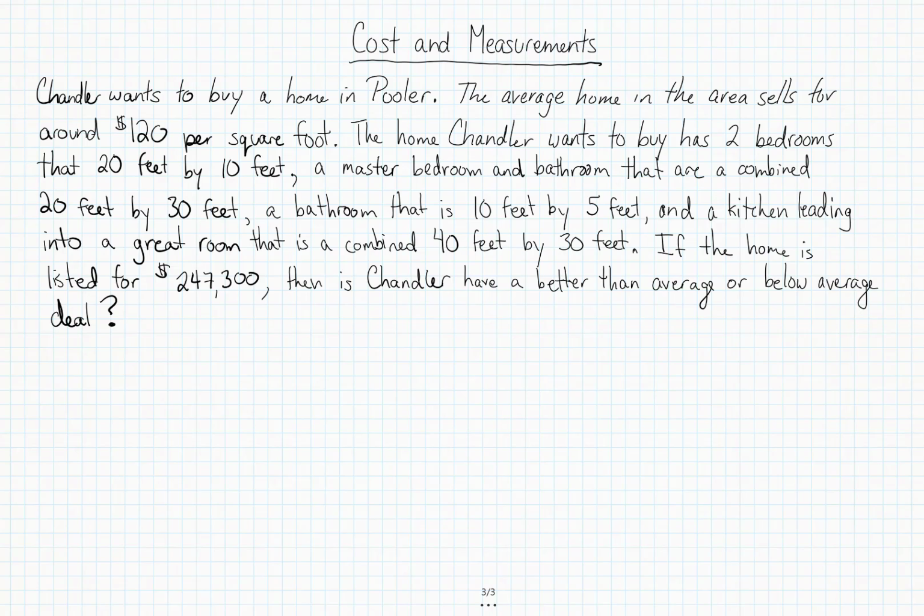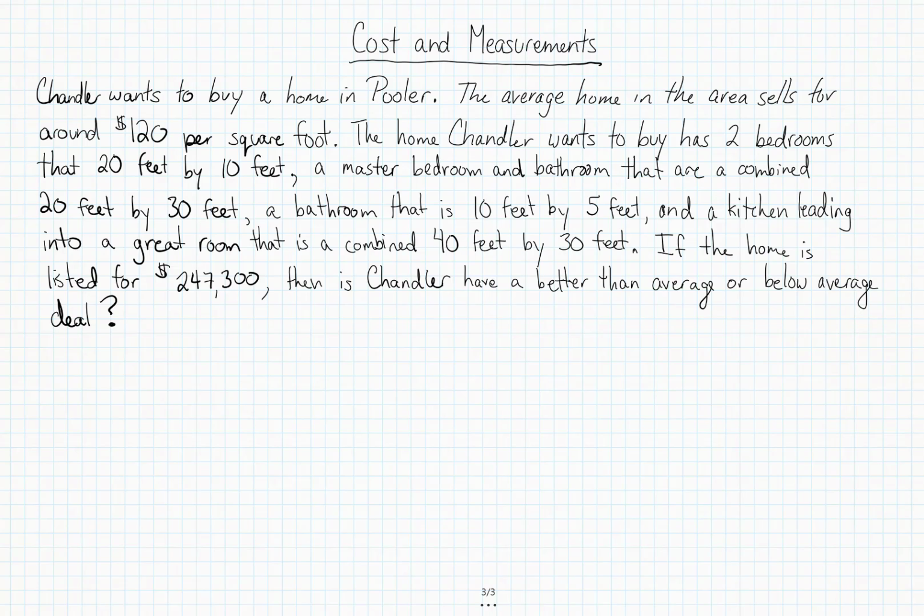So let's say Chandler wants to buy a home in Pooler, and the average home in the area sells for around $120 per square foot. The home Chandler wants to buy has 2 bedrooms that are 20 feet by 10 feet, a master bedroom and bathroom that are combined 20 feet by 30 feet, a bathroom that is 10 feet by 5 feet, and a kitchen leading into a great room that is combined 40 feet by 30 feet. If the home is listed for $247,300, does Chandler have a better than average or a below average deal with that home?